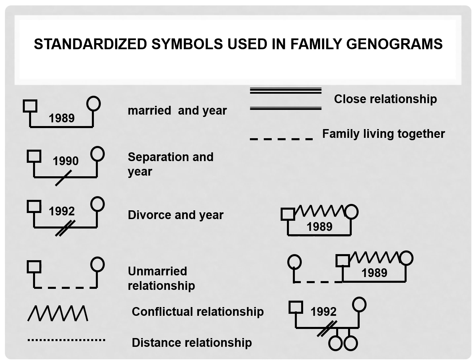And these are the standardized symbols depicting relationships. For example, married and what year, separated and what year, divorced and what year. If you are just cohabiting, your relationship is conflict, you have a long distance relationship, you have a close relationship, and the family that lives together would be enclosed by broken lines.